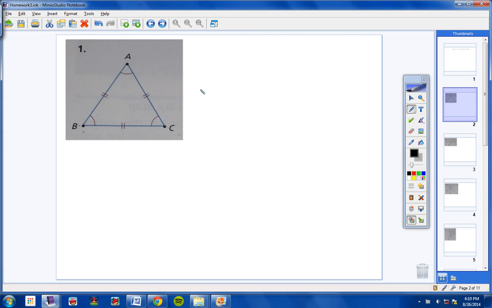For number 1, I notice right away that I can state that AB is congruent to AC, because here's AB, it has 2 marks, and so does AC. And I can also state that AC is congruent to BC. So I'm really saying AB is congruent to AC, AB is congruent to BC, and also AC is congruent to BC. Okay, so there are all of my congruencies.